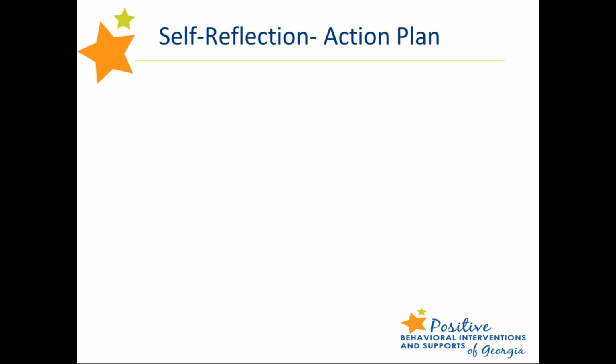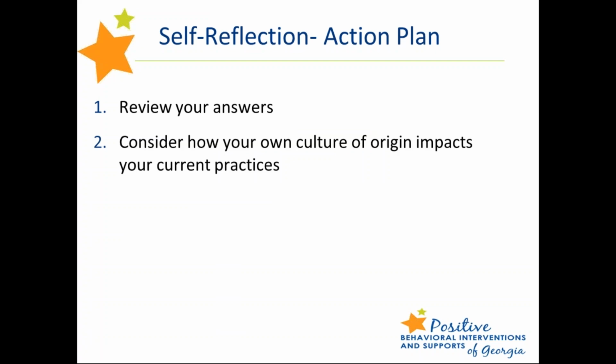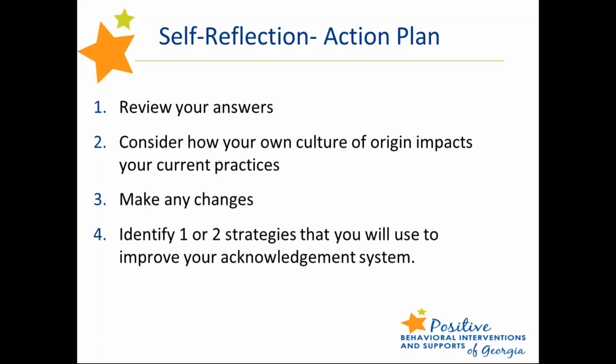Let's review the self-reflection you completed at the beginning of the module and create an action plan. First, review your answers on the self-reflection. Then, revisit your answers and consider how your own culture of origin impacts your current practice. Make any changes based on the information you have learned. Think of where you can validate, affirm, build, and bridge connections with all of your students, including those with a high-risk ratio. Finally, identify 1 or 2 strategies that you will use to improve your rules and routines system. Pause the module as you complete this activity. Press play when you are ready to continue.